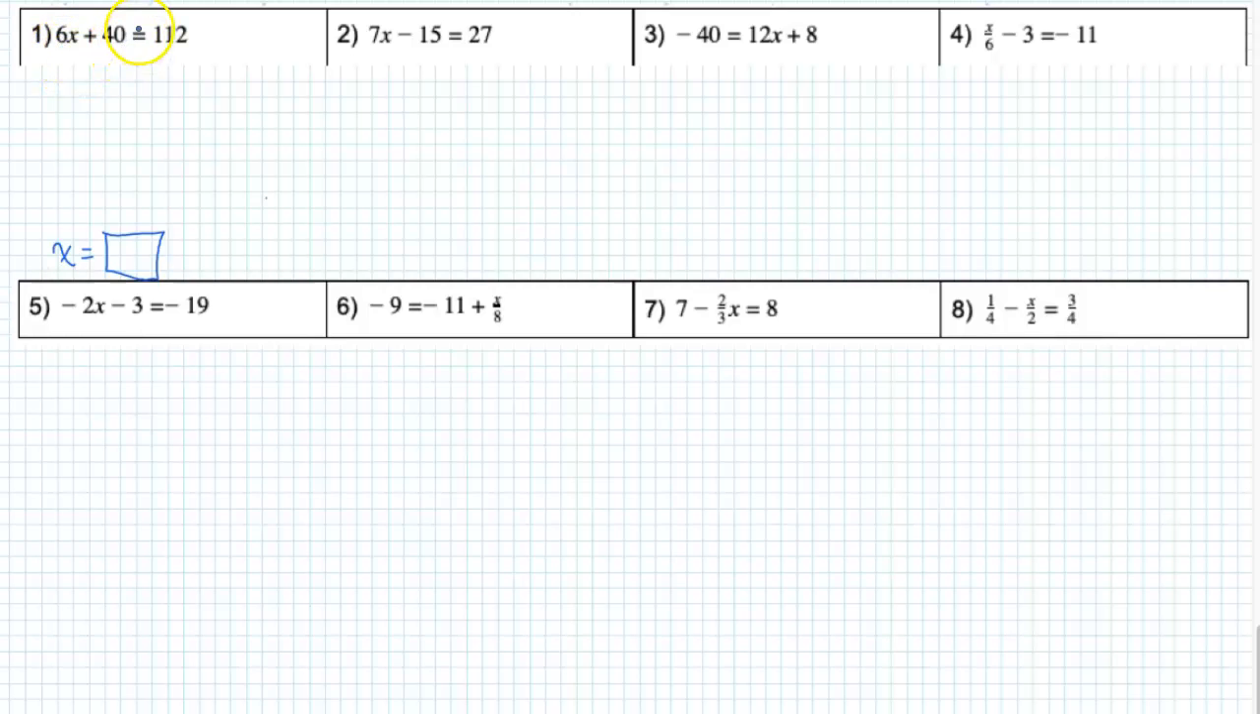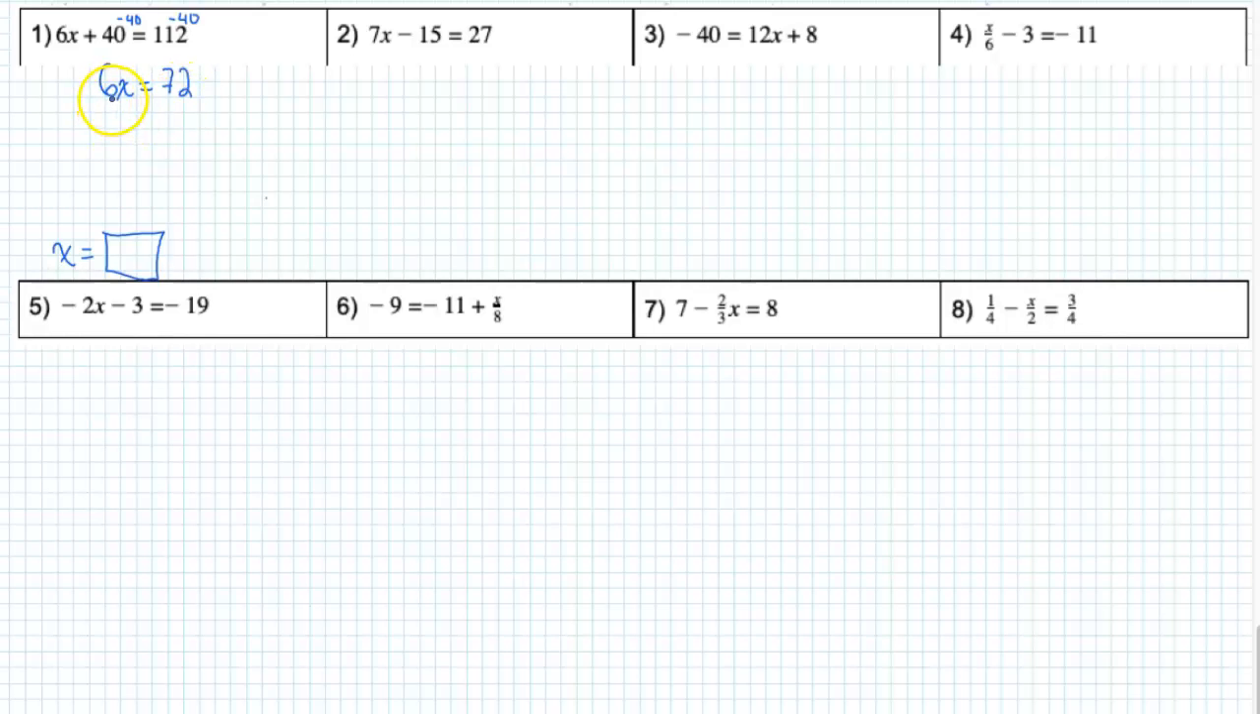So I want to undo the operations that are around x so that I end up with x. I've got multiplication here, and I've got addition here. So I'm going to subtract first. I'll subtract 40 from both sides, and I have 6x is equal to, and if I subtract 40 from that, I can use mental math, or I could use a calculator.